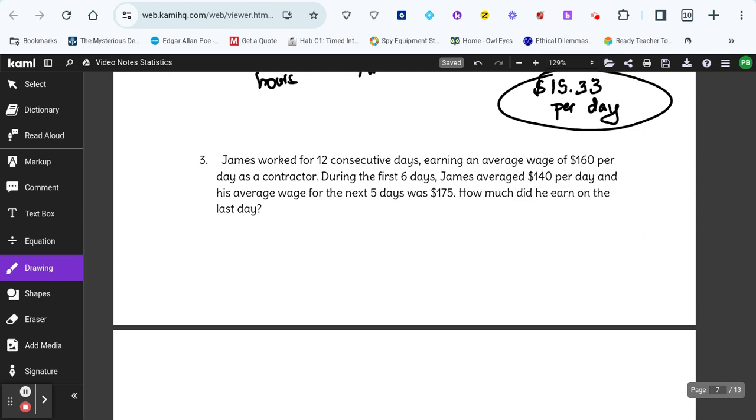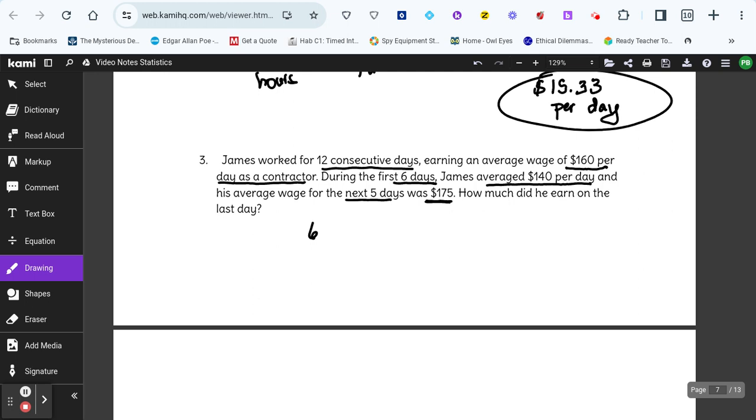James works for 12 consecutive days, earning an average wage of $160 per day as a contractor. It's pretty good. All right, during the first 6 days, he averaged $140 per day, and his average wage for the next 5 days was $175. So how much did he earn on the last day?